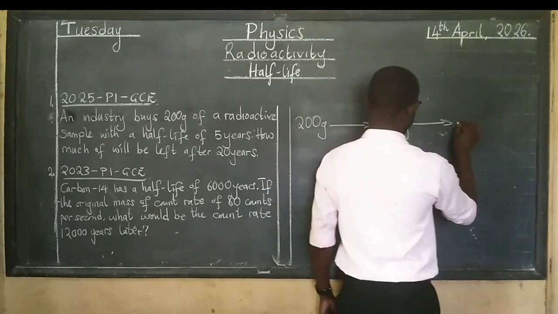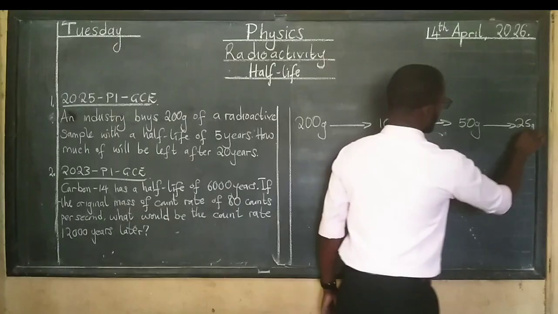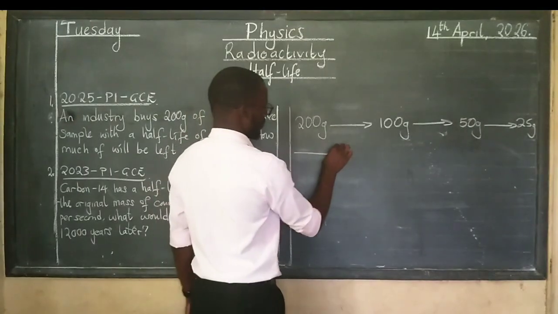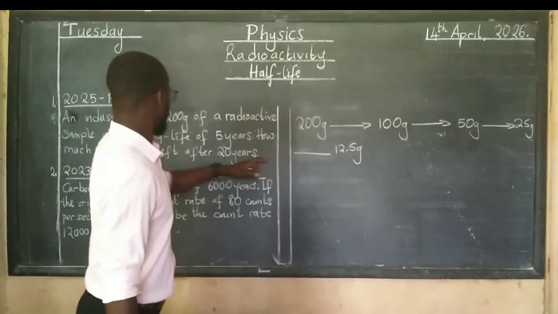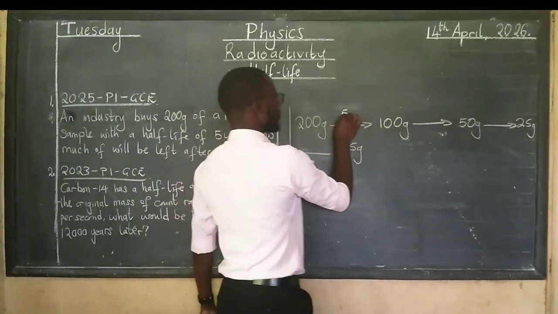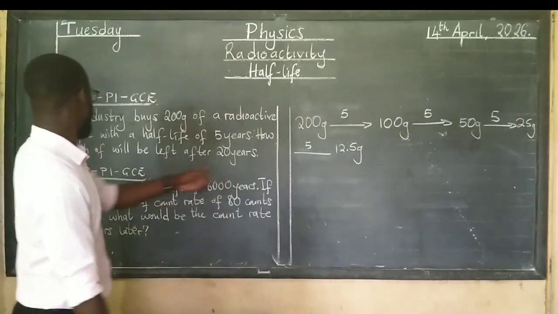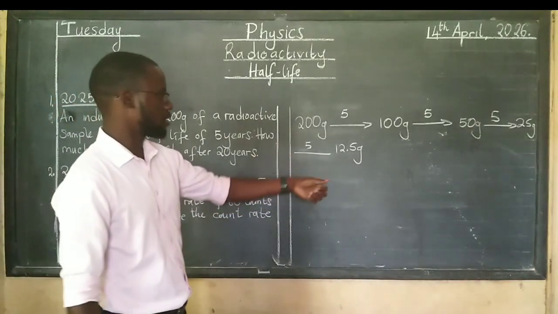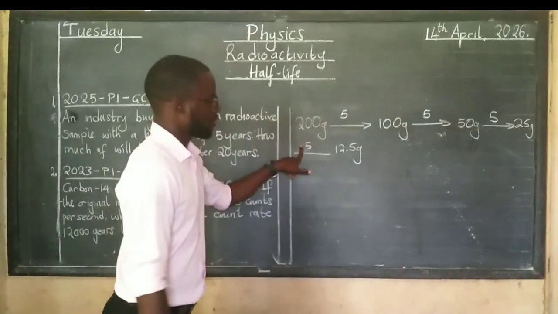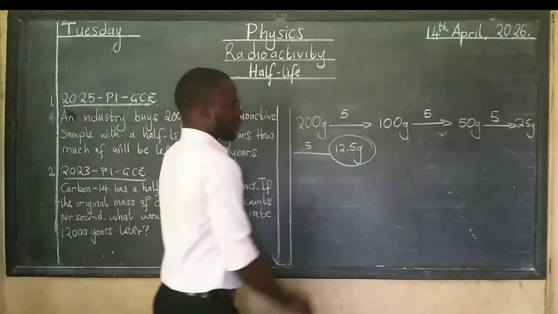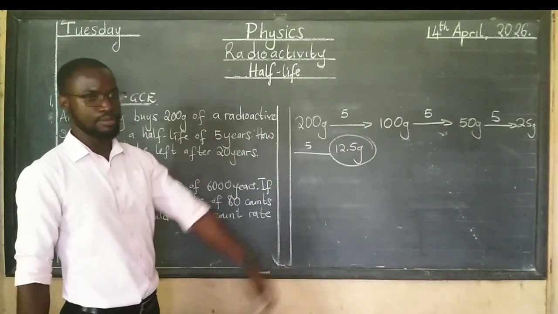Half of 100 is 50. Half of 50 is 25. Then half of 25 is 12.5. This should be enough. Now, what is the half-life? 5 years. So 5, 5, 5, 5. Now the question is, how much of it will be left after 20 years? 5 plus 5 is 10, plus 5 is 15, plus 5 is 20. So after 20 years, we will have 12.5 grams of the sample that was originally 200 grams.